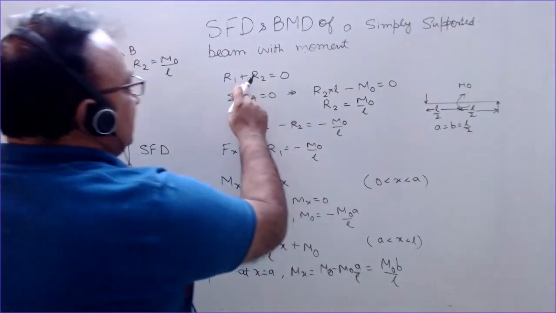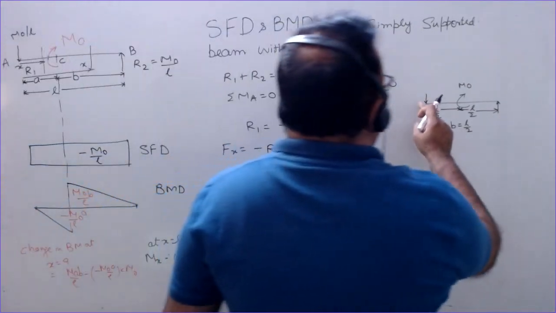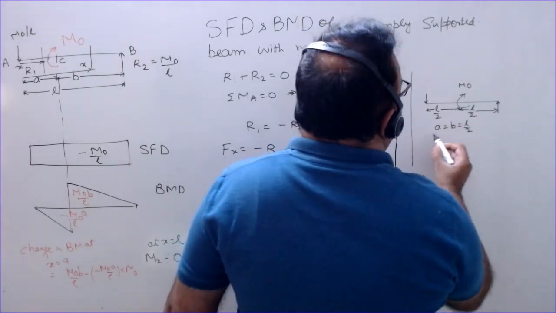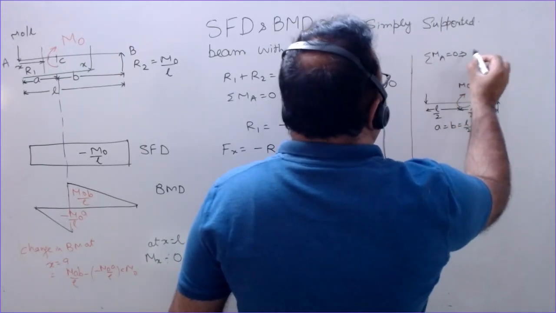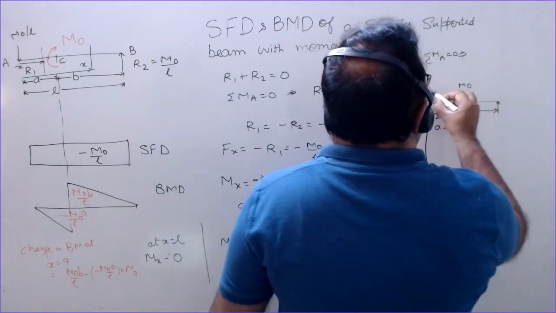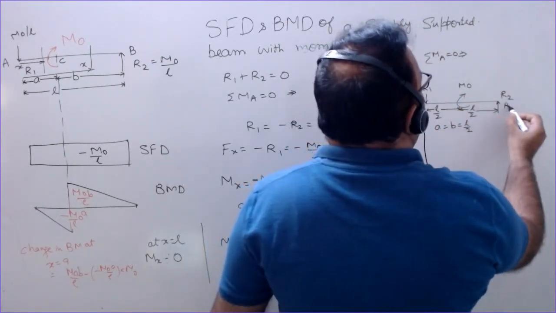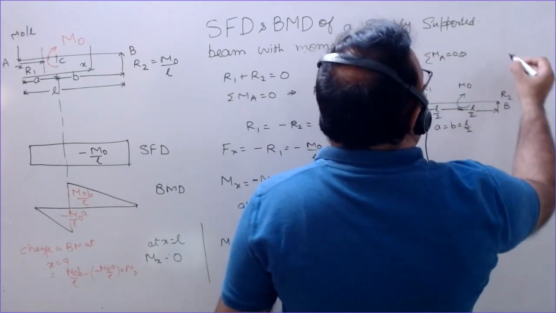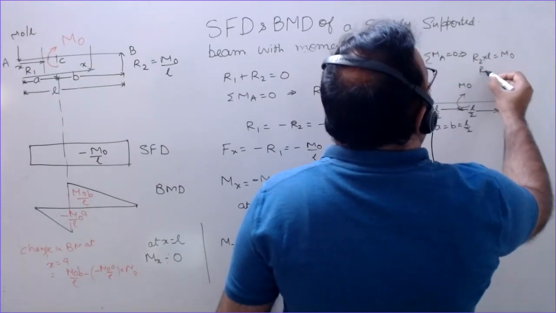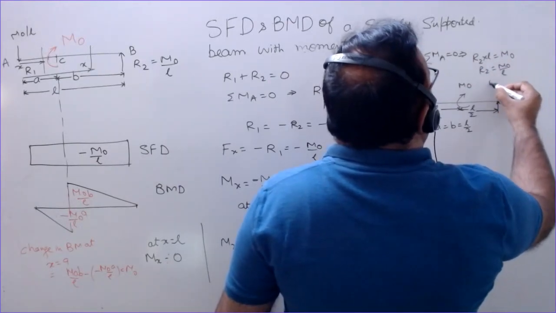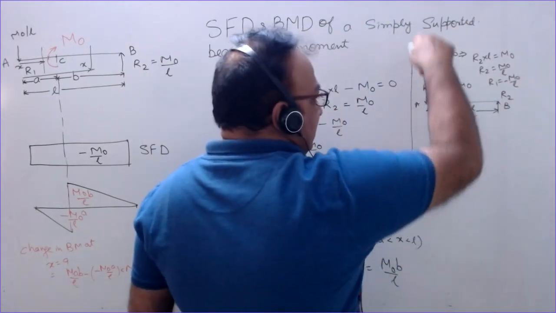So here you will take R1 plus R2 equal to 0, same, R1 equal to minus R2, taking moment about this end, sigma of MA equal to 0. So this is R1, this is R2. So about this end, this is end A, this is end B, I am taking the moment, so R2 into L is equal to M naught. So R2 is M naught by L and R1 is M naught by L with the negative sign. So I have taken this in the downward direction.